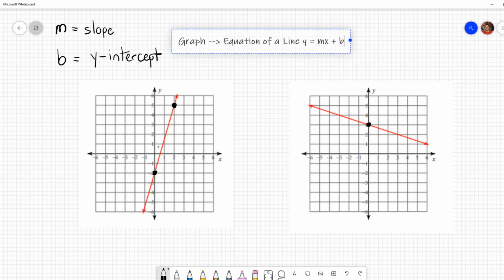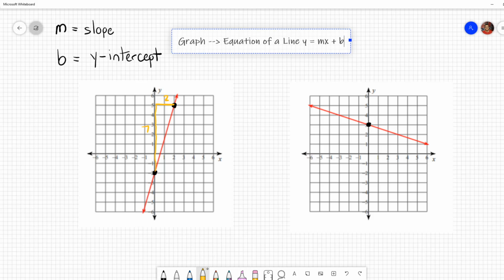To find the slope, you count rise over run. 1, 2, 3, 4, 5, 6, 7 is the rise. The run is 1, 2. Those are both positive directions, up and to the right. This will be a positive slope of 7/2.